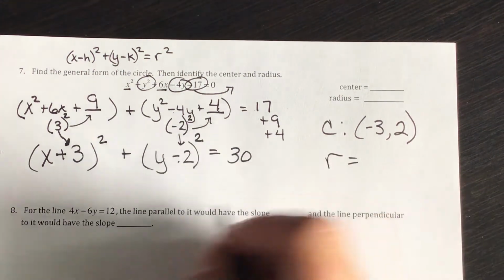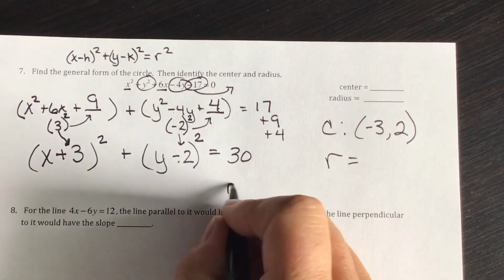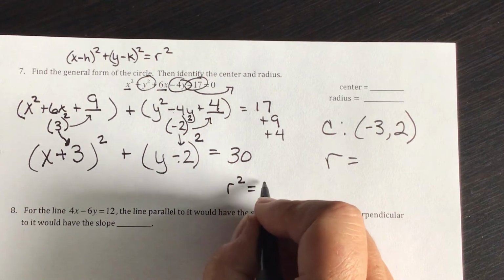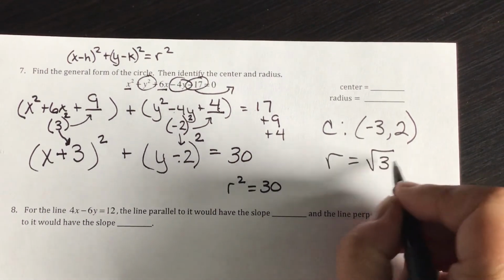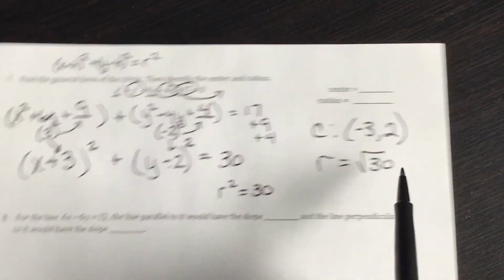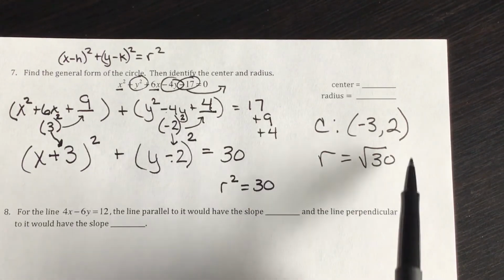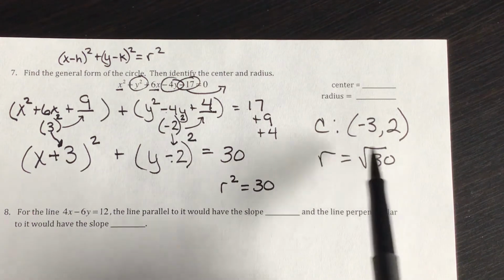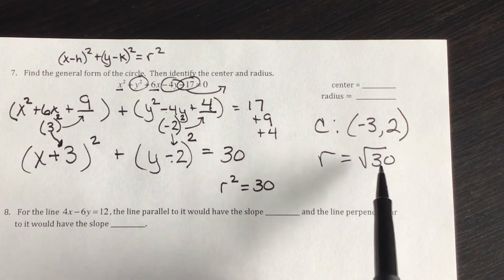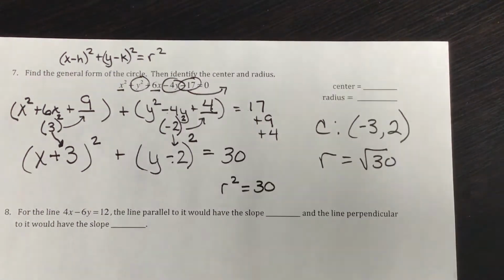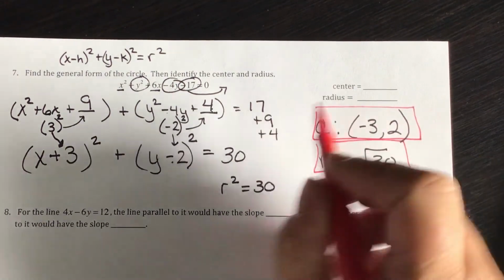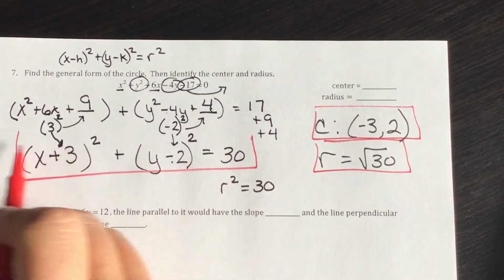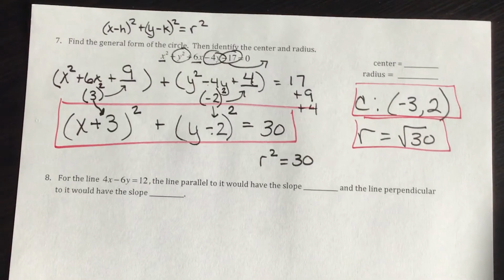My radius comes from this number, but this is r squared equals 30. So the radius is going to be the square root of 30. And thinking ahead, can I simplify this? If it's possible, we should do that. There are no numbers that are perfect squares that will go into 30. So center, radius, and equation is here.